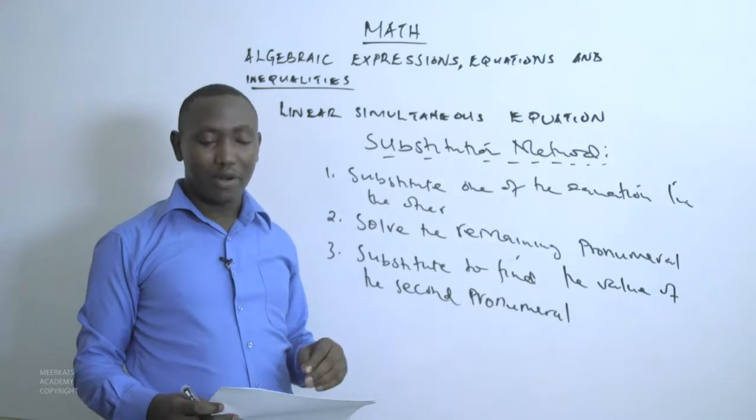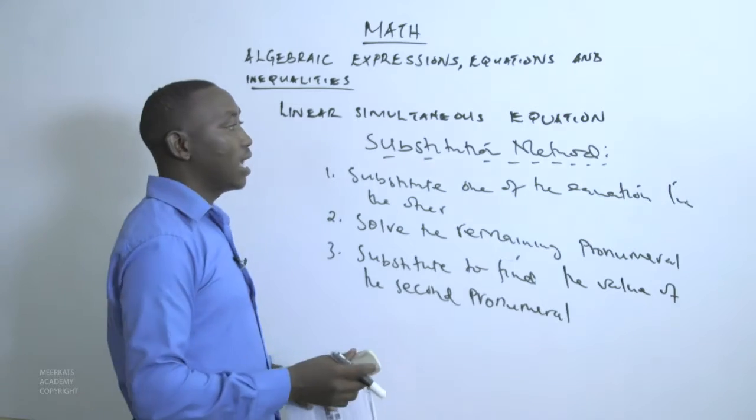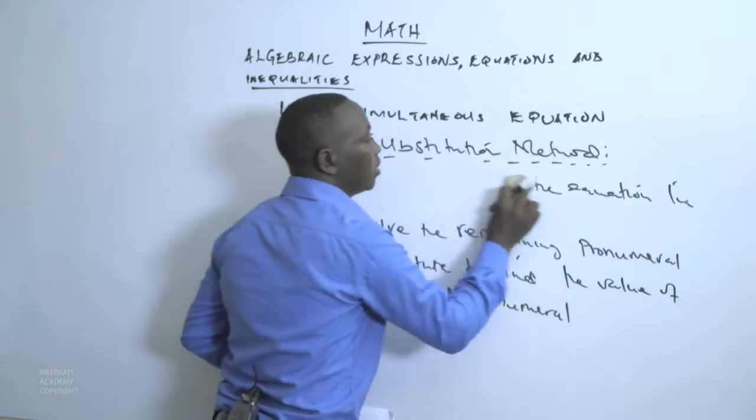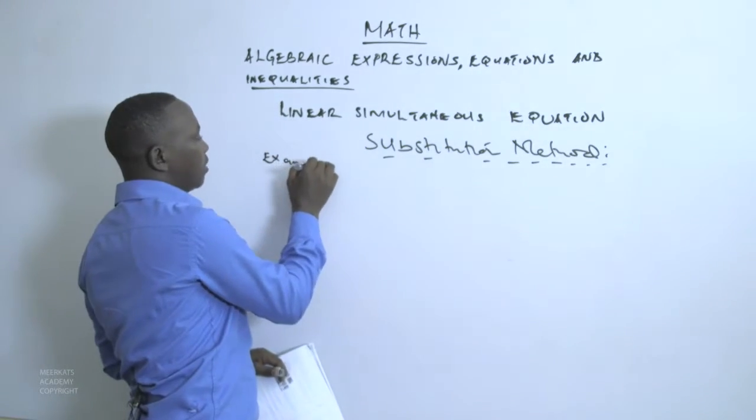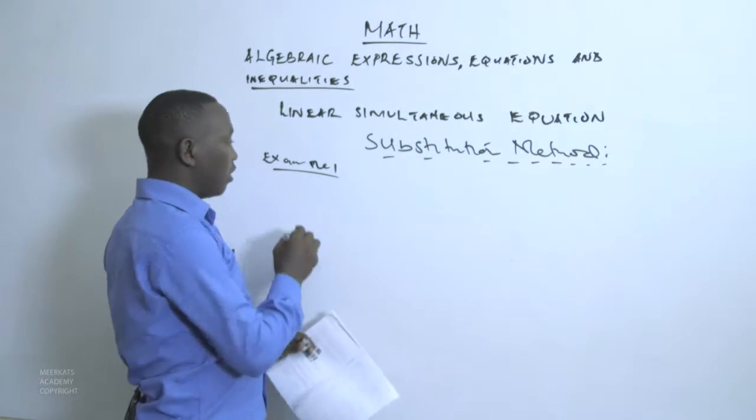We're going to consider a number of examples on how we can use substitution to solve simultaneous linear equations. Example 1. Solve each of the following.